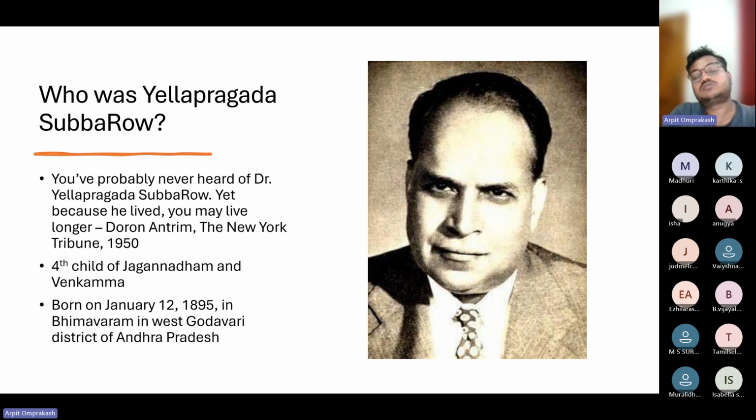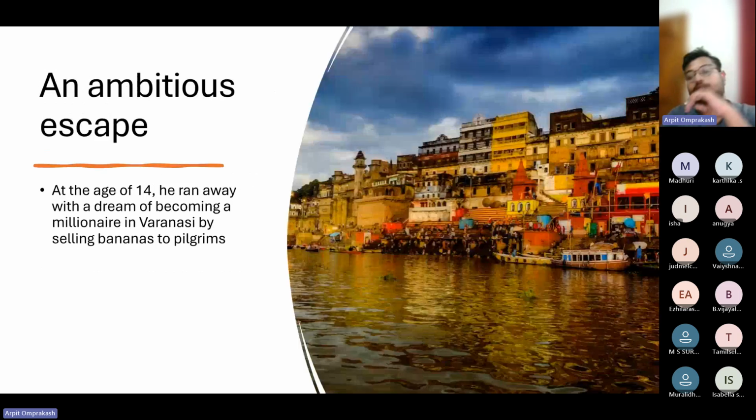So this is what the New York Tribune has to say of him: you have never probably heard of Dr. Yellapragada Subbarao, yet because he lived, you may live longer. So if we talk about what all he did, by the end we'll understand why this was said about him. Right. So at the age of 14, he had a dream of becoming a millionaire in Varanasi by selling bananas to pilgrims. So he ran away from his house.